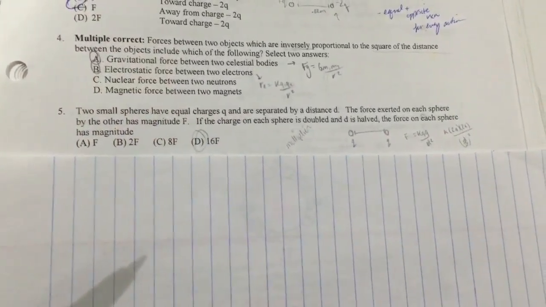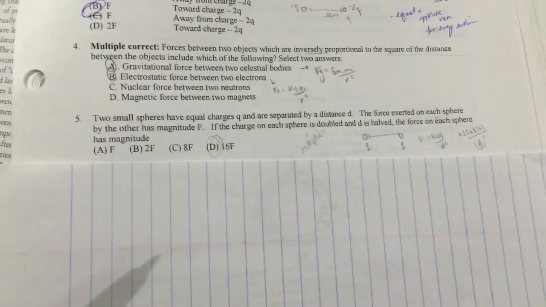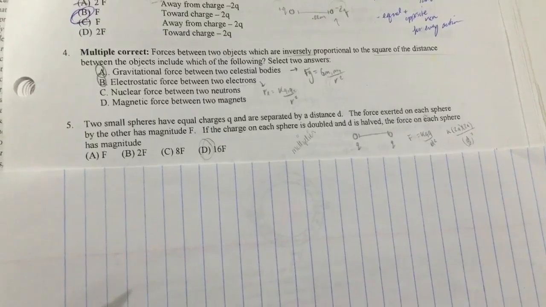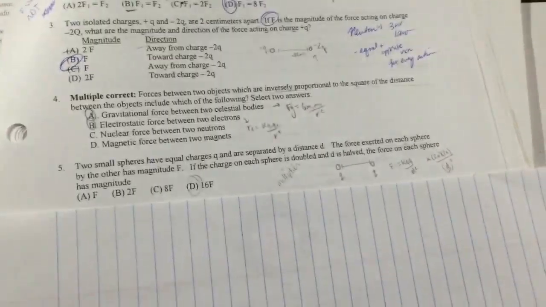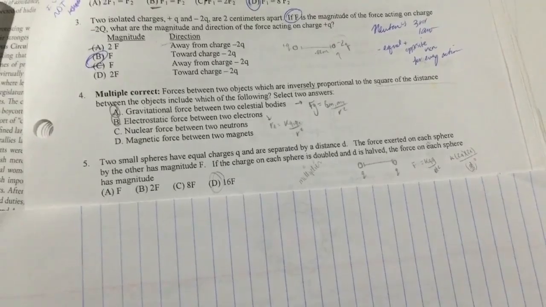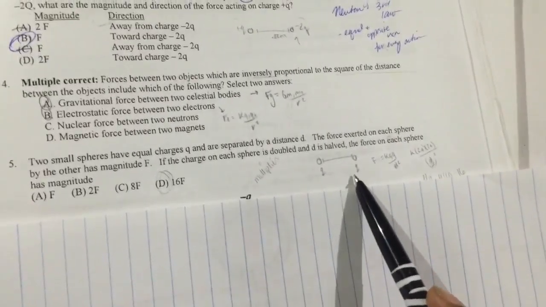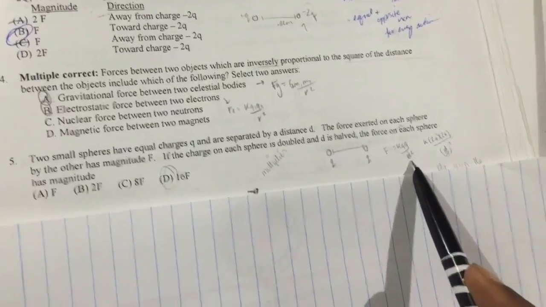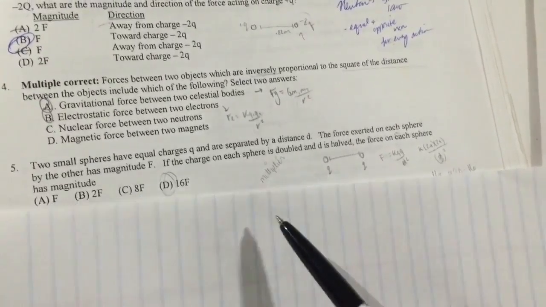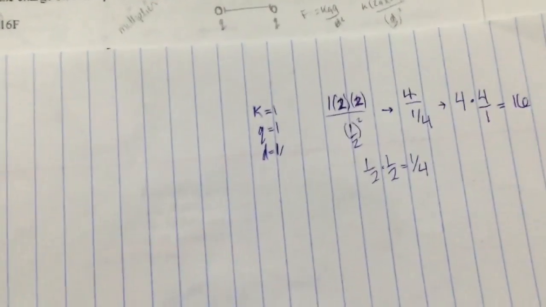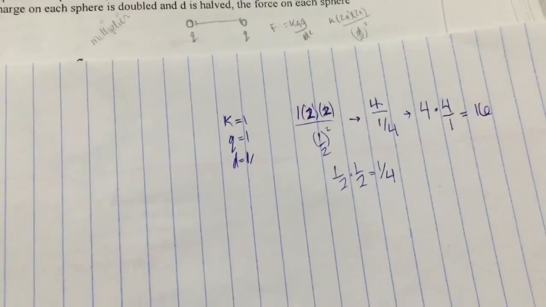Two small spheres have equal charges Q and are separated by a distance D. The force exerted on each sphere by the other has magnitude F. If the charge on each sphere is doubled and D is halved, the force on each sphere has magnitude? Well, for this question, the first thing I did was draw a diagram again, and I knew I had to use this equation. We could say this is a multiplier, so you could plug in 1 for K, 1 for Q, and 1 for D.